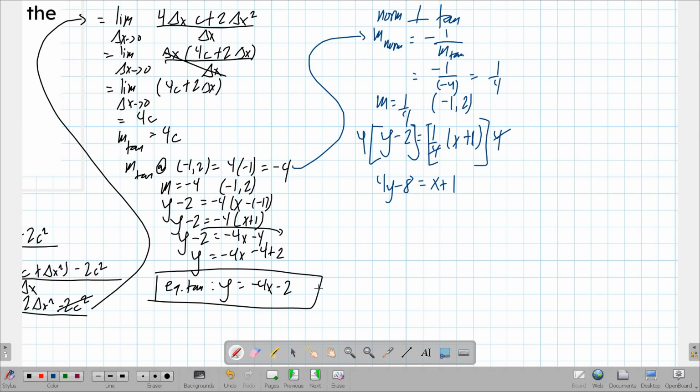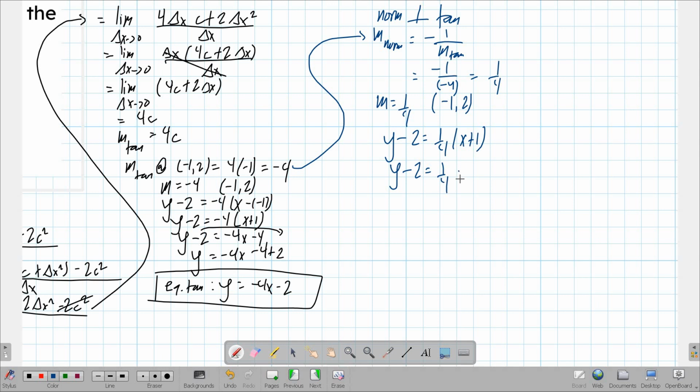Sorry, since we're going to turn this into slope-intercept form, I should not have done that. So let's recall that. What would I have done instead? That's what you do if you're going to write it in standard form. But since I would like to have it still in slope-intercept form, I should have just distributed 1/4.